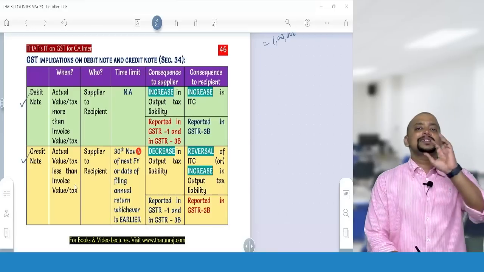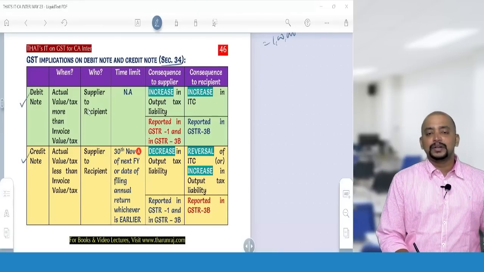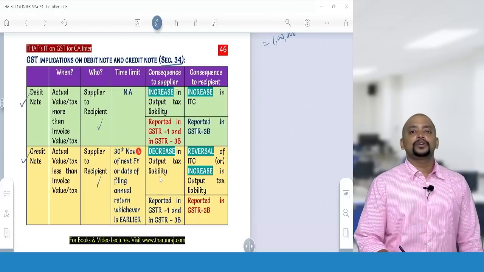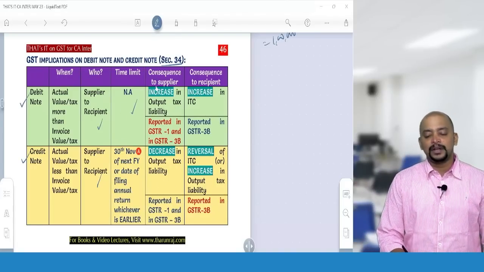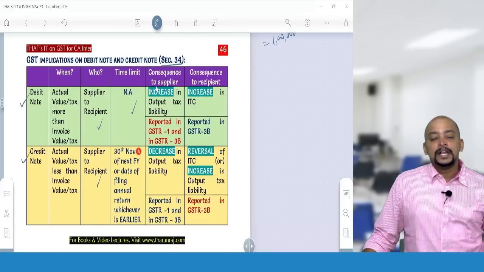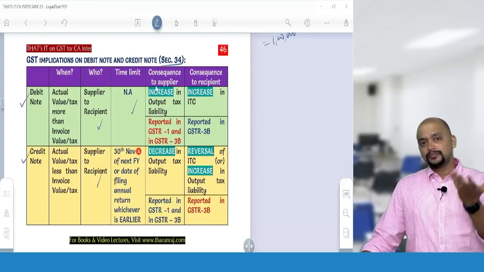So who will give this debit note and credit note to whom? As per section 34, debit note and credit note will be given by the supplier to the recipient only, but the recipient will not give any debit note or credit note to the supplier. Is there any time limit for a debit note? There is no time limit. It can be given even after 3 years, 4 years, 5 years, because that leads to an increase in liability. So there is no issue.